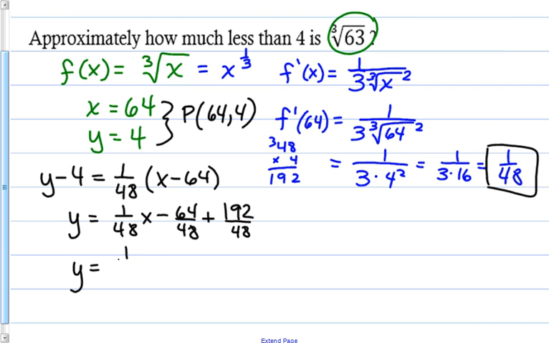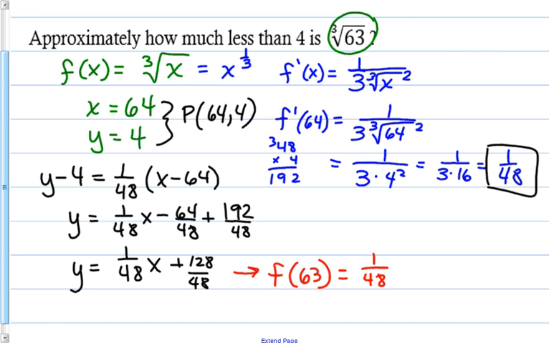So then, let's see, negative 64 plus 192. So it's going to be a positive over 48. 192 take away 60 is 132. Take away 4 more, it's 128. Alright, so now this is my tangent line. Well, if I want to approximate for 63, I'm going to go ahead and plug in the 63. 1 over 48 times 63 plus 128 over 48.